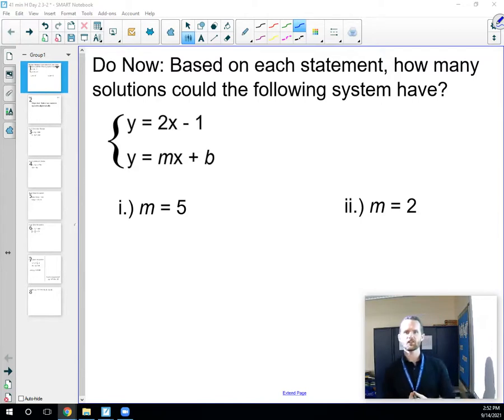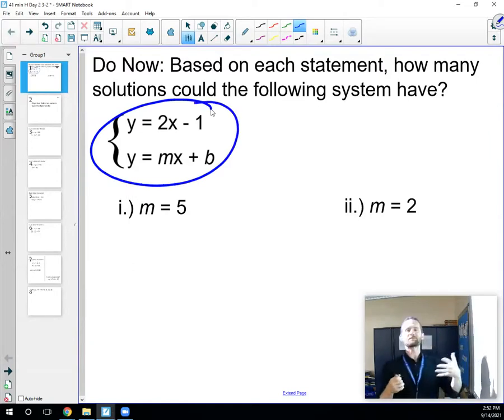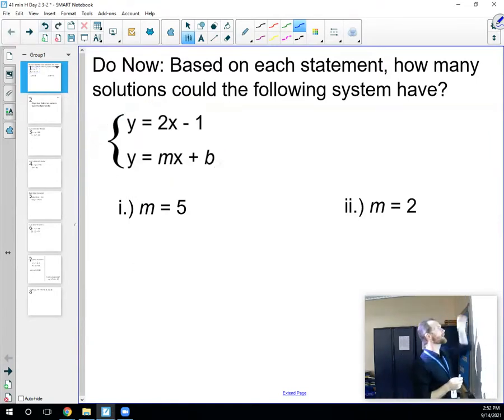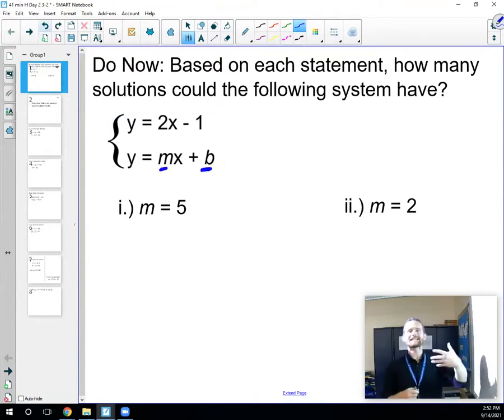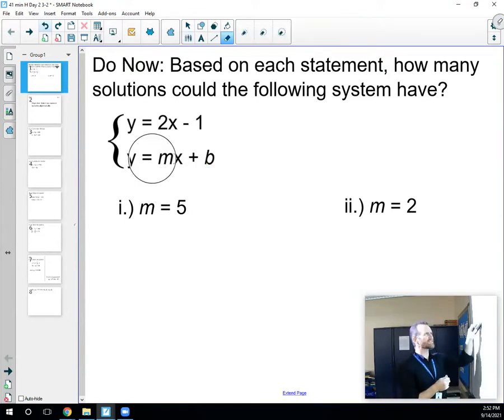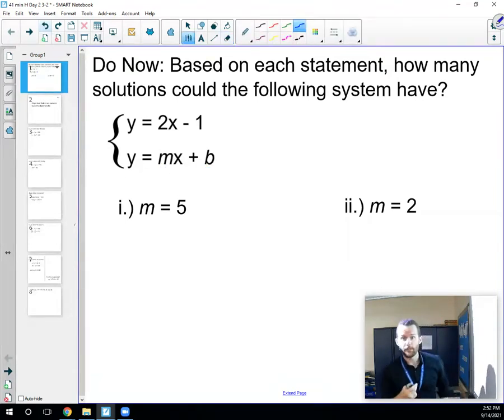It says, based on each statement, how many solutions could the following system have? So what we have here is an incomplete system. We've got y equals 2x minus 1 and y equals mx plus b. We have two variables here where we would need numbers if this was going to be a solvable solution, even just to figure out how many solutions there could be.